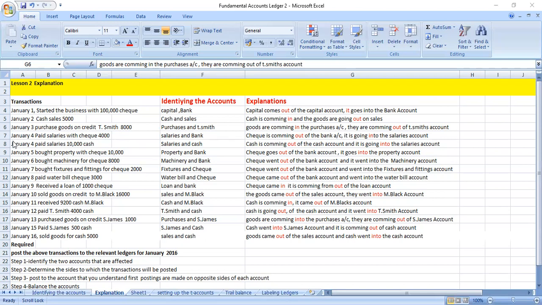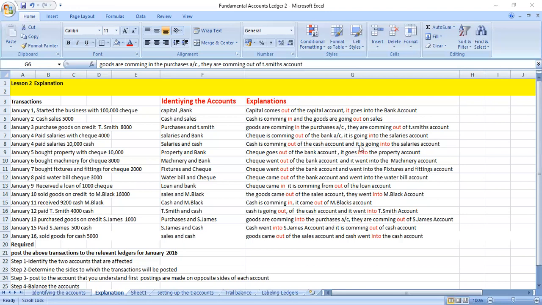The next one says January 4, paid salaries $10,000 cash. The two accounts that are affected are salaries and cash. Here they are stated in the transaction. The cash that you use to pay salaries there is coming out of the cash account, so the cash is coming out of the cash account, and it is going into the salaries account.